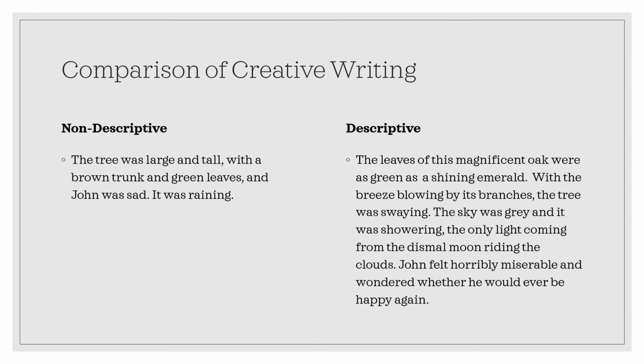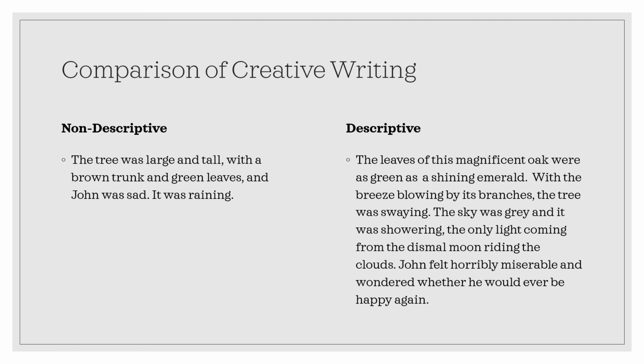Whereas: "The leaves of this magnificent oak were as green as a shining emerald. With the breeze blowing by its branches, the tree was swaying. The sky was grey and it was showering, the only light coming from the dismal moon riding the clouds. John felt horribly miserable and wondered whether he would ever be happy again." It contains the same elements, such as the tree, and the tree's branches and its leaves, and how John feels in the bottom. Also, it has the imagery of the storm, but it makes it a lot more interesting.